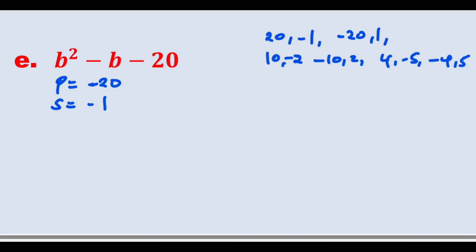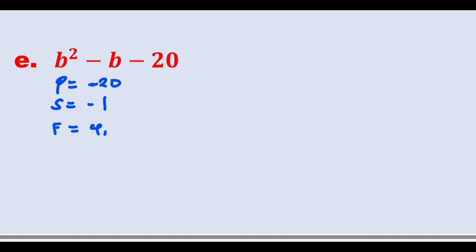Now this is one of the lists that will give us negative 20 when multiplied, because 20 times negative 1 is negative 20, negative 20 times 1 is negative 20, 10 times negative 2 is negative 20, negative 10 times 2 is negative 20, 4 times negative 5 is negative 20, negative 4 times 5 is negative 20. But now which pair will give us negative 1 if we add them? Of course it cannot be these others. So it is either 4 plus negative 5 or negative 4 plus 5. Which one will give us negative 1? Think about it very quickly. 4 plus negative 5. The factors are 4 and negative 5.